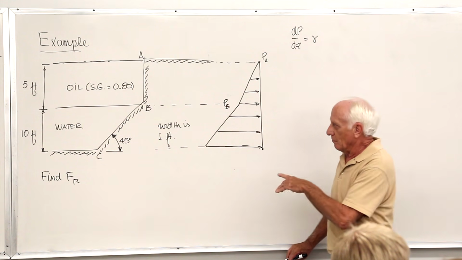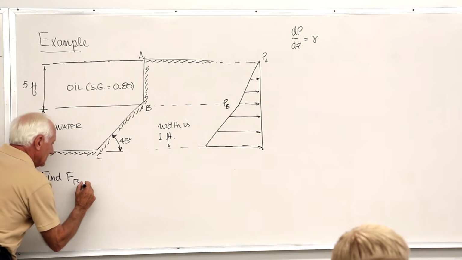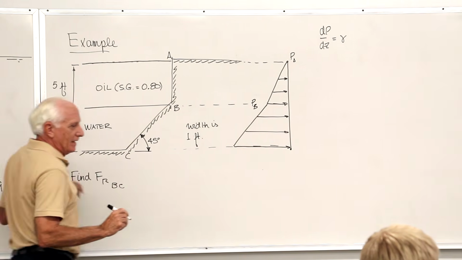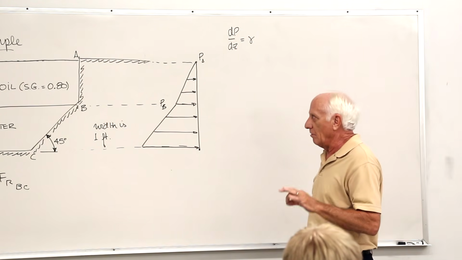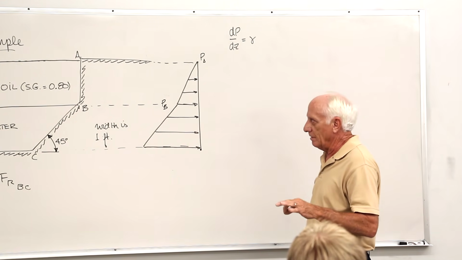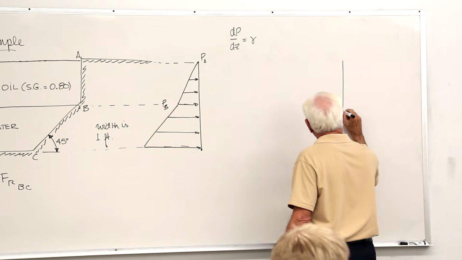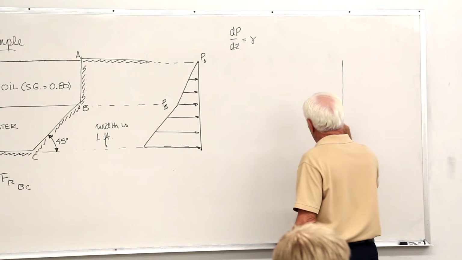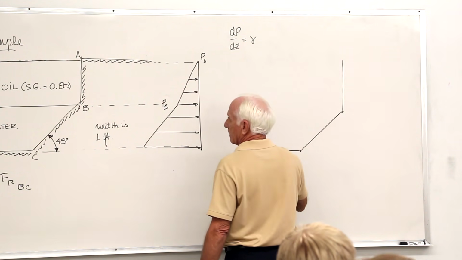Or what we're going to do, if you're asked for the force, write this down, on BC. If you're asked for the resultant force on BC, get rid of the oil and replace the oil with an equivalent layer of water. Okay. A to B, B to C, over here.